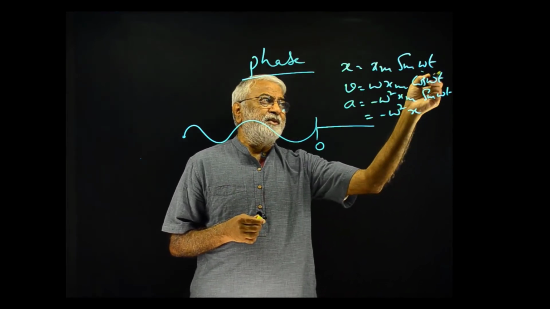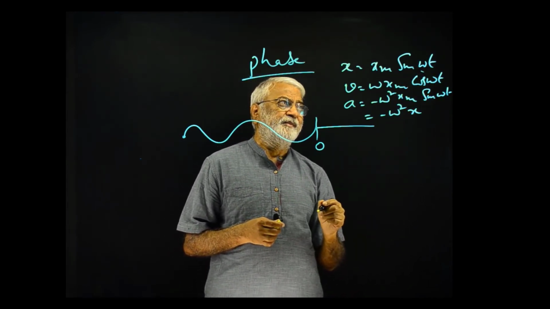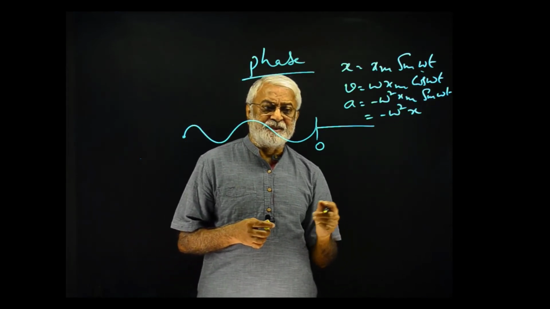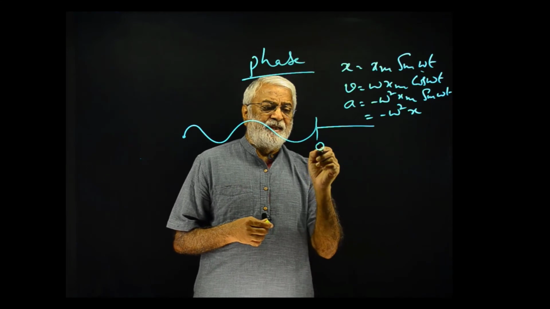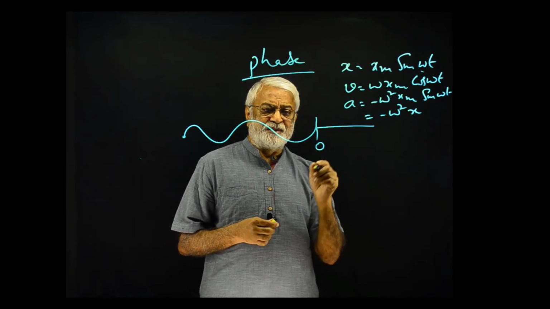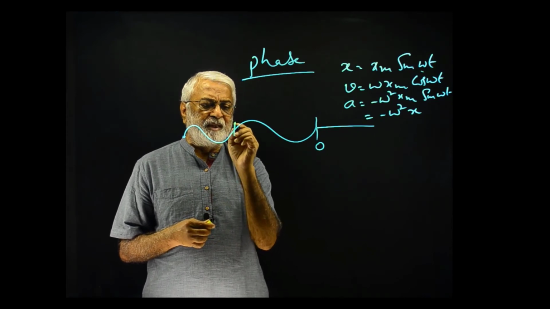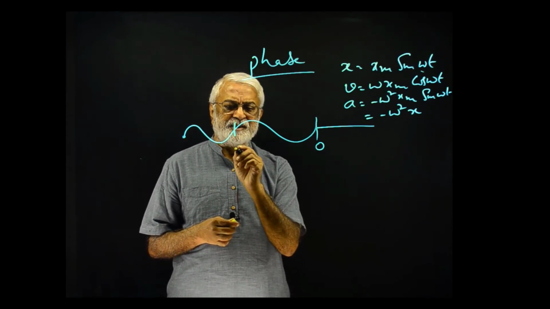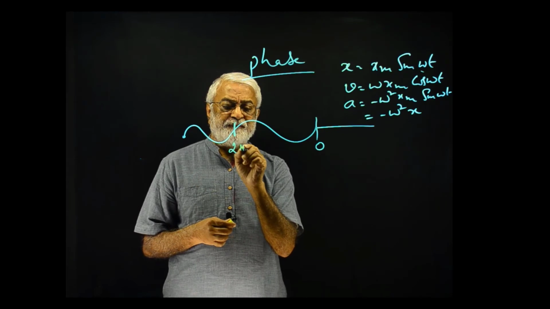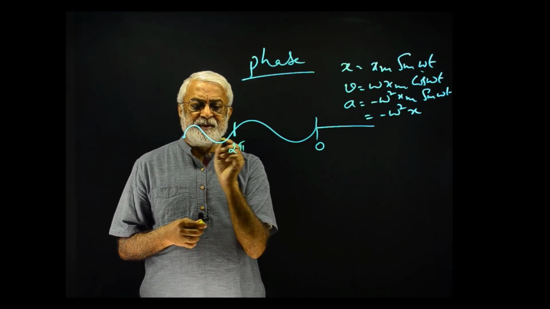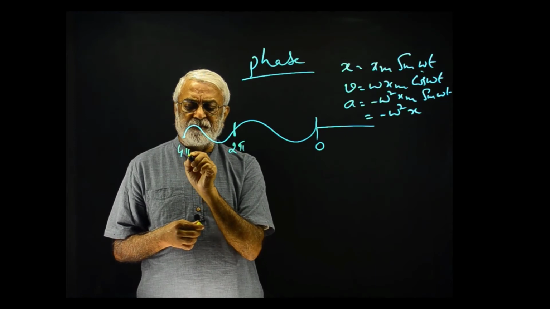So this is the phase, right? The angle part of the trigonometric function that represents the oscillation, that's the phase. Let's arbitrarily choose the phase of this as 0, and one wavelength away, this completed one oscillation. Phase goes up by 2 pi for every oscillation, so the phase of this particle is 2 pi, and this is one more oscillation, so this is 4 pi.